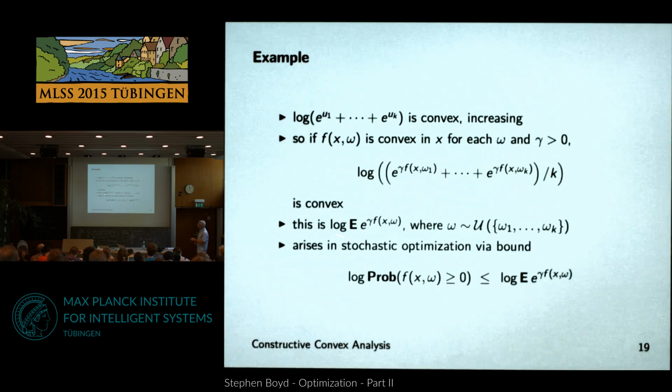Now, this function comes up a lot. And it comes up as a very famous bound that goes something like this. By the way, completely elementary, very powerful. It says that the log of the probability that this, so if your constraint were that this thing should be less than or equal to 0, this is the probability that you violate that constraint. So the log of the probability that you violate the constraint is less than or equal to the log of this. Now, this thing actually is not a convex function of x, and this one is.